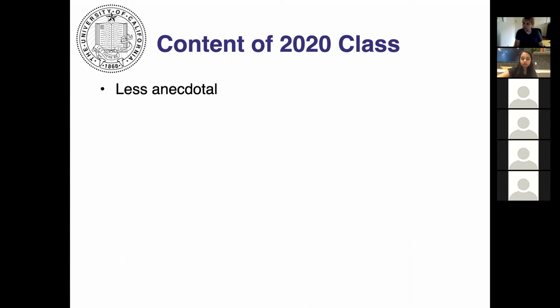Okay. And so this is the most important thing for me. I know there's a lot of machine learning classes out there that just tell you Google does this, Facebook does this, Microsoft does this. I'm not interested in that.